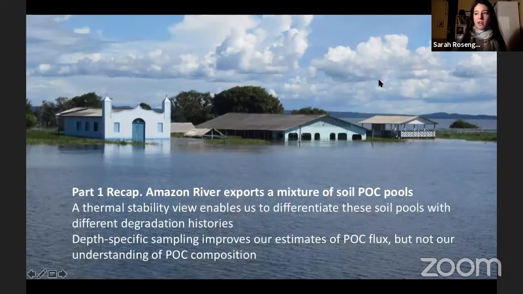So this recaps part one. I've hopefully showed you how thermal stability is one way to differentiate different soil organic matter pools that get mobilized into the Amazon River, and how it reflects soil organic matter with different degradation histories. And also, going back to the depth-specific sampling method that we used, although depth-specific sampling is important for estimating POC flux accurately, it might not be so important for understanding POC composition if there isn't much sorting by depth. I thought that was an interesting result as well that could maybe improve the efforts that we focus on in future sampling at Obidos.